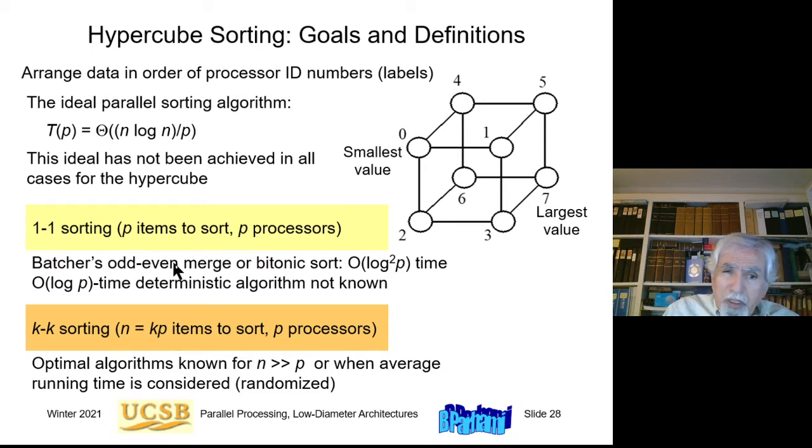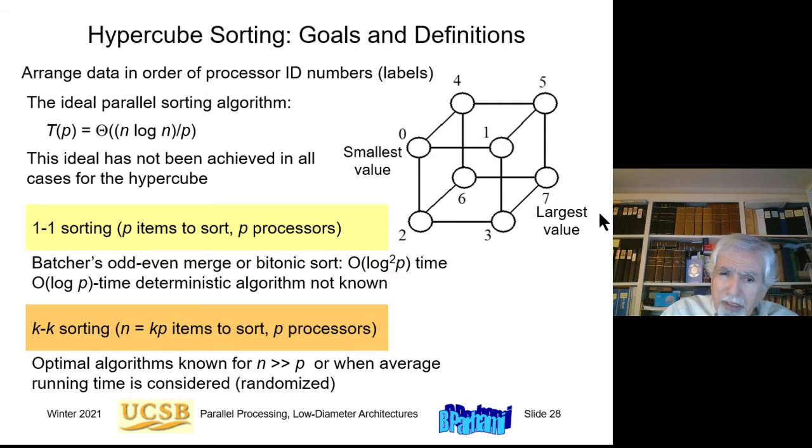Okay, so for 1-1 sorting, Batcher's odd-even merge or bitonic sort requires order log squared p time. There may be, although we don't know, order log p time deterministic algorithms, but such an algorithm is not known at present. Neither have we proved that such an algorithm does not exist. So that's a mystery. We do have an order log squared p algorithm, which is Batcher's method. I'll describe bitonic sort later during this lecture.